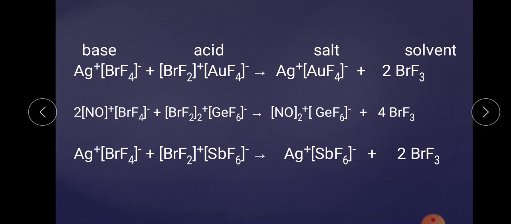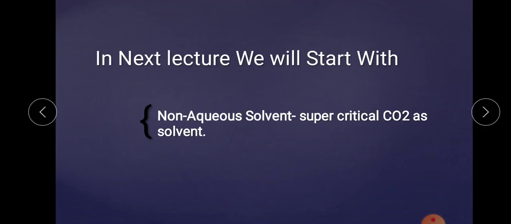These are the three reactions: preparation of the salt Ag positive AuF4 negative, then NO2 positive GeF6 negative, and Ag positive SbF6 negative. Various different complexes can be formed by a simple method, the neutralization method. So this is all about BrF3 as a solvent.